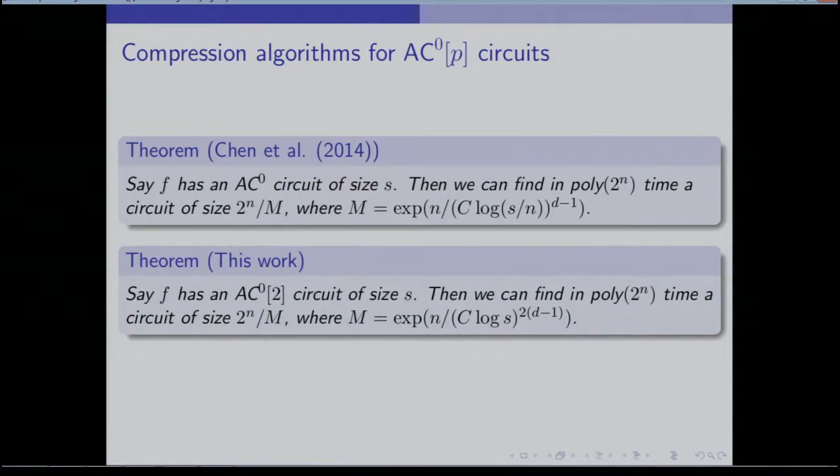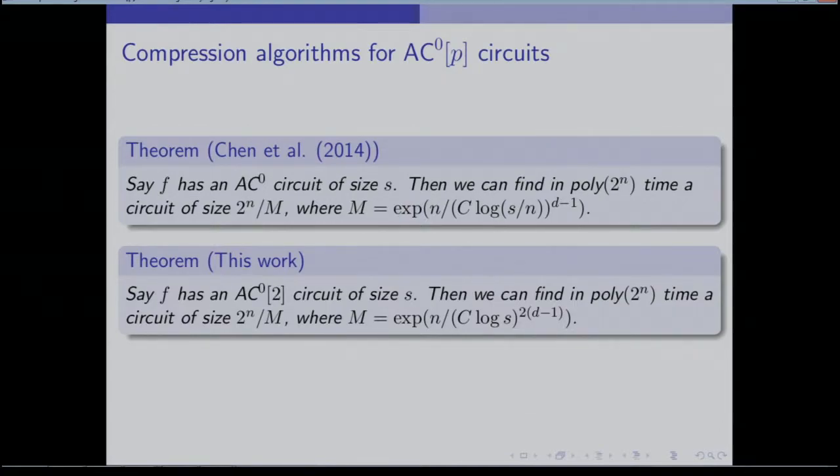Suppose I start with a function that's promised to have an AC0 mod 2 circuit of size S. Then we can, in some polynomial in 2 to the n time, find a circuit for the same function of size 2 to the n over m, where this m, again, is non-trivial exactly in the case where we know non-trivial lower bounds for this class. So it's exponential in n over log s to the 2 times t minus 1. So exactly in the regime where we have lower bounds, we get a non-trivial compression algorithm.